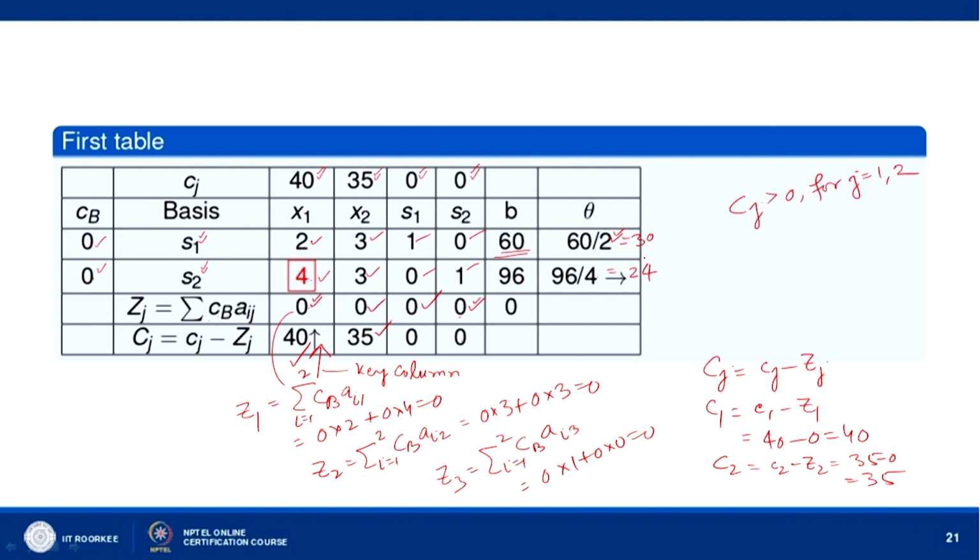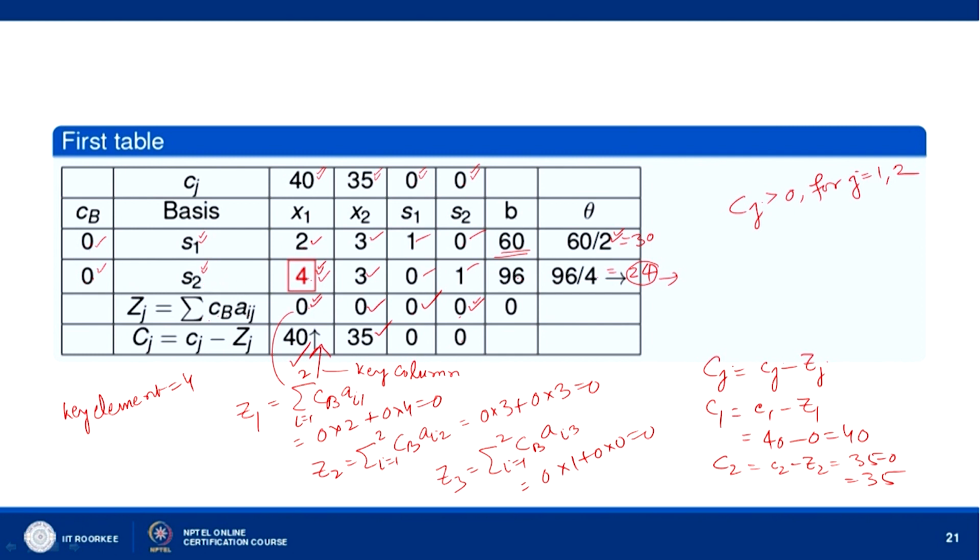So, we then find the minimum positive value of theta. This is the minimum positive value of theta, and therefore, this is our key row. So, this is key row and this is key column, and at the intersection of key row and key column we have 4. So, this 4 we have bracketed, this 4 is the key element. Key element is 4.